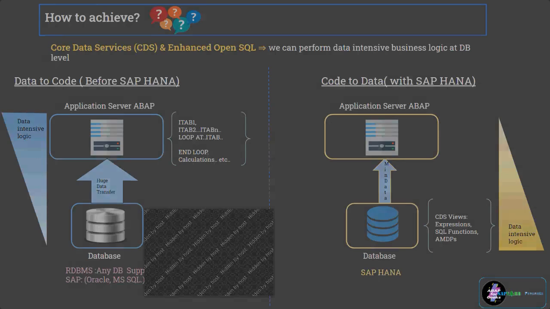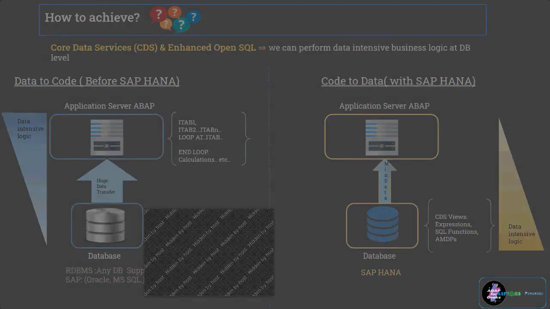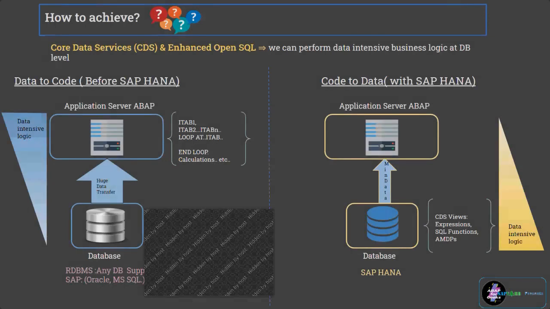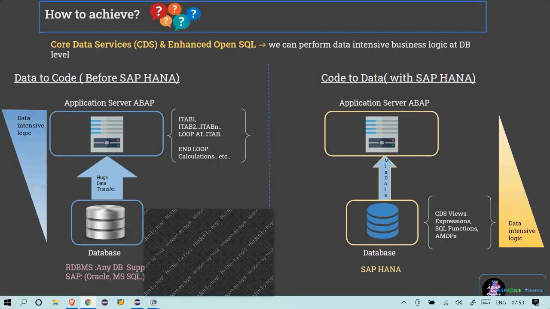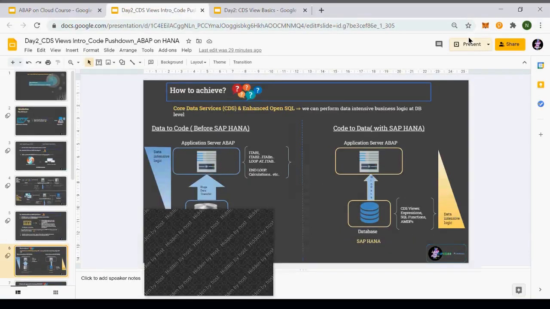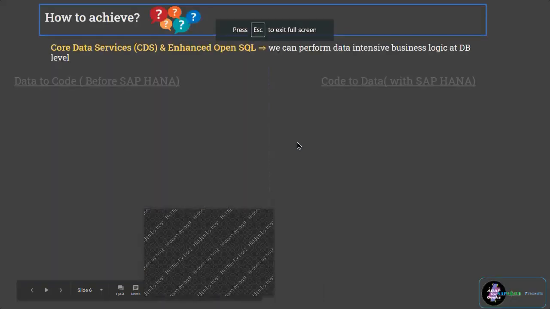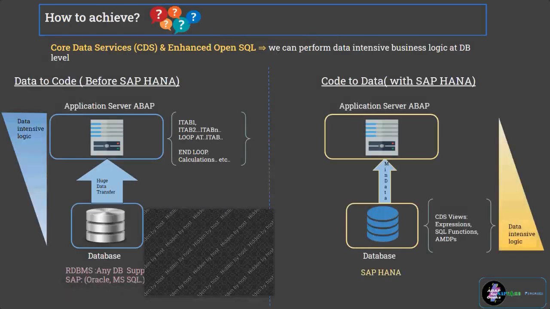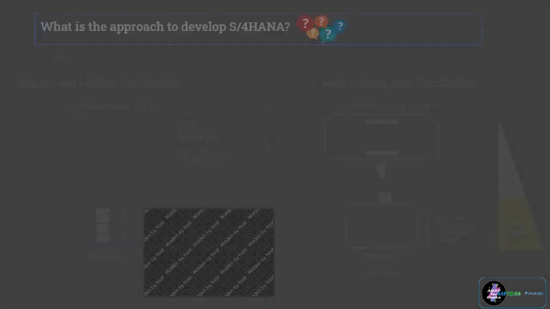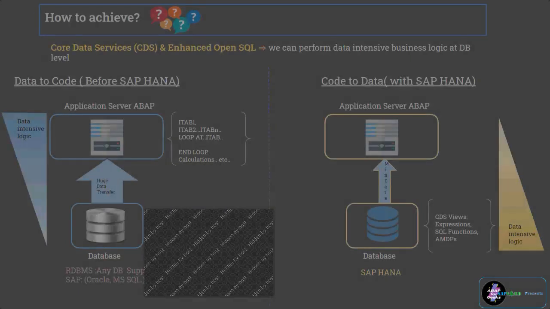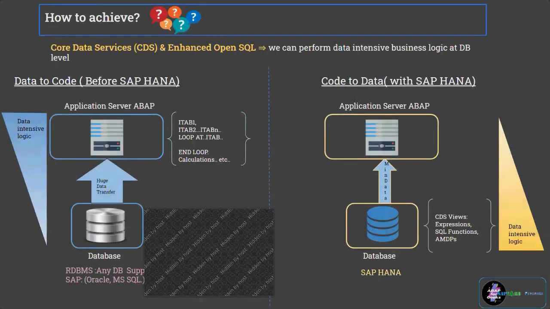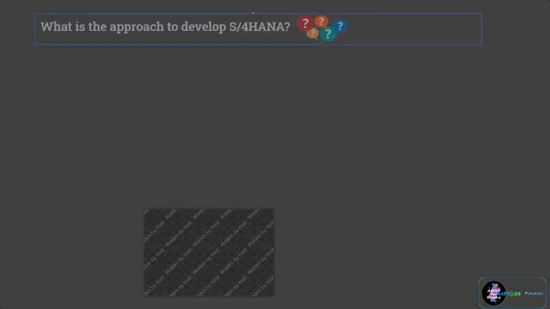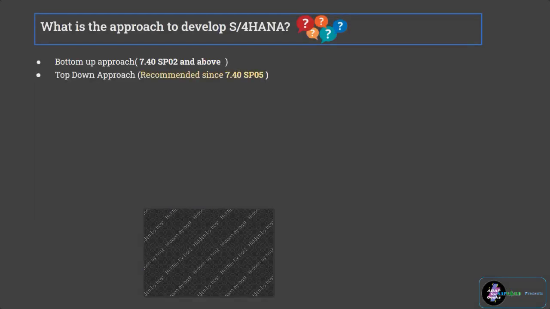These are very important from your interview perspective also. What is the code to data paradigm? Suppose you want to do code to data, you have decided this is the way you want to go. You will eliminate data to code. Do not bring everything into the application server and perform the logic there. Always go for code to data. Then you decide, okay, I'll go for code to data. What is the approach I need to follow?